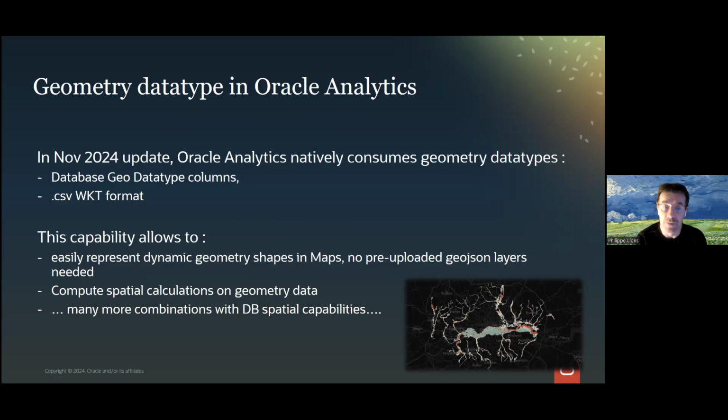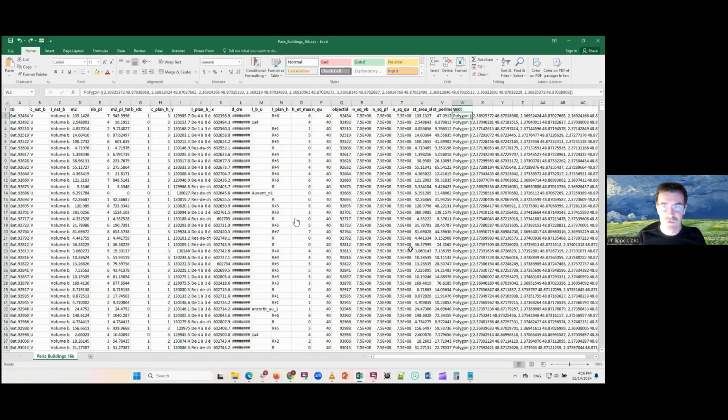But not only that, it also allows you to do spatial calculations directly in the self-service analytics, in the workbook, basically. And then there are a lot more capabilities that are open because a database like Oracle has a lot of spatial capabilities embedded that generate geometry that now can be visualized. This is super exciting as far as I'm concerned. I don't have much time, so let me go right into a demo.